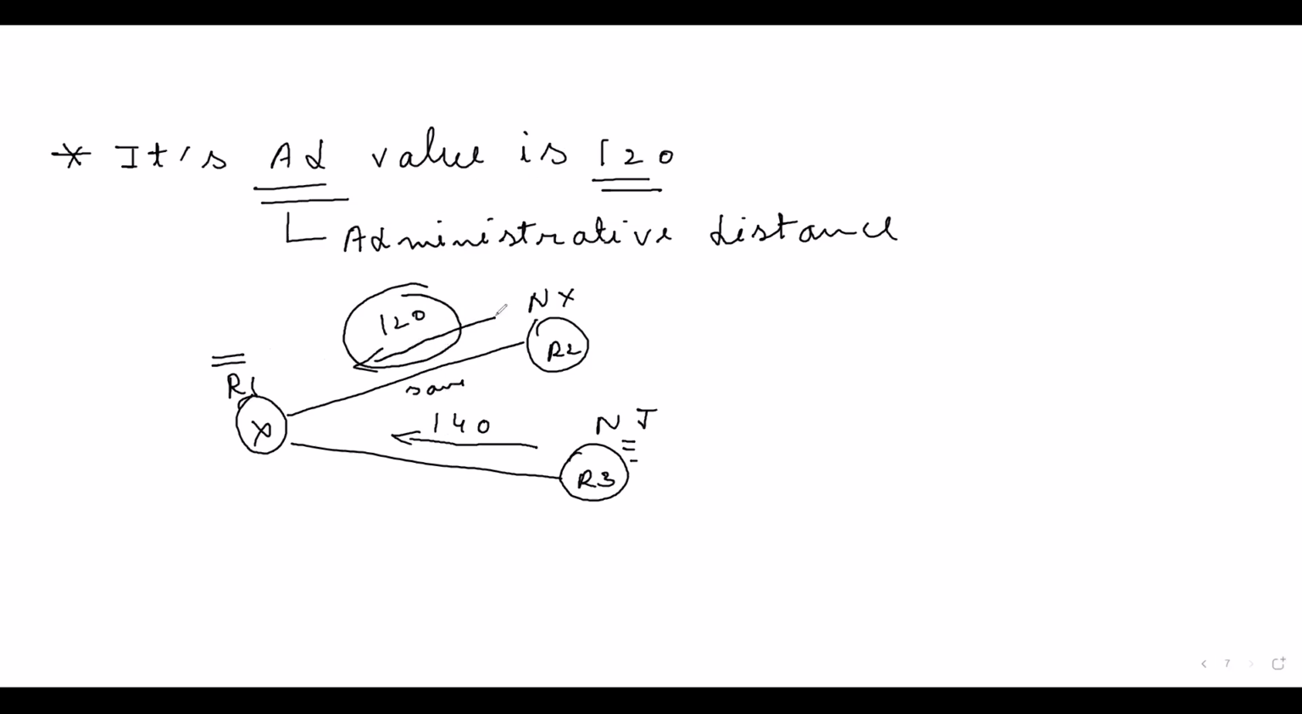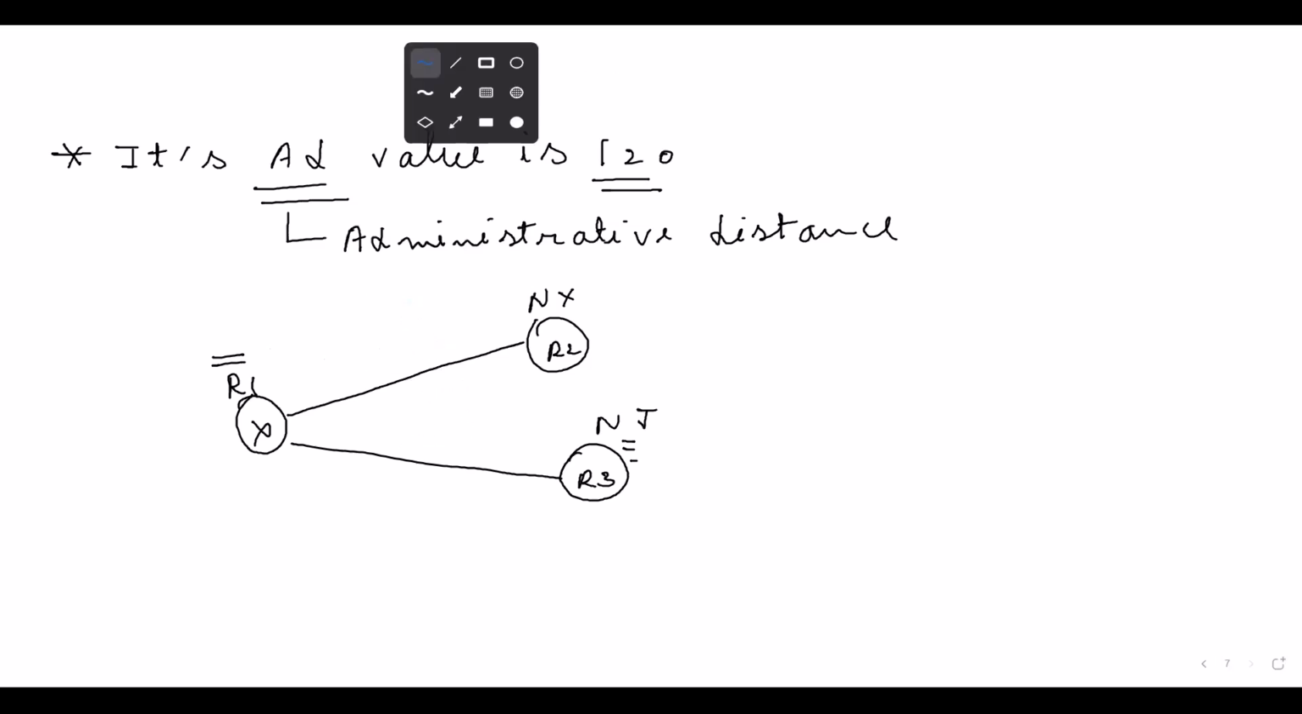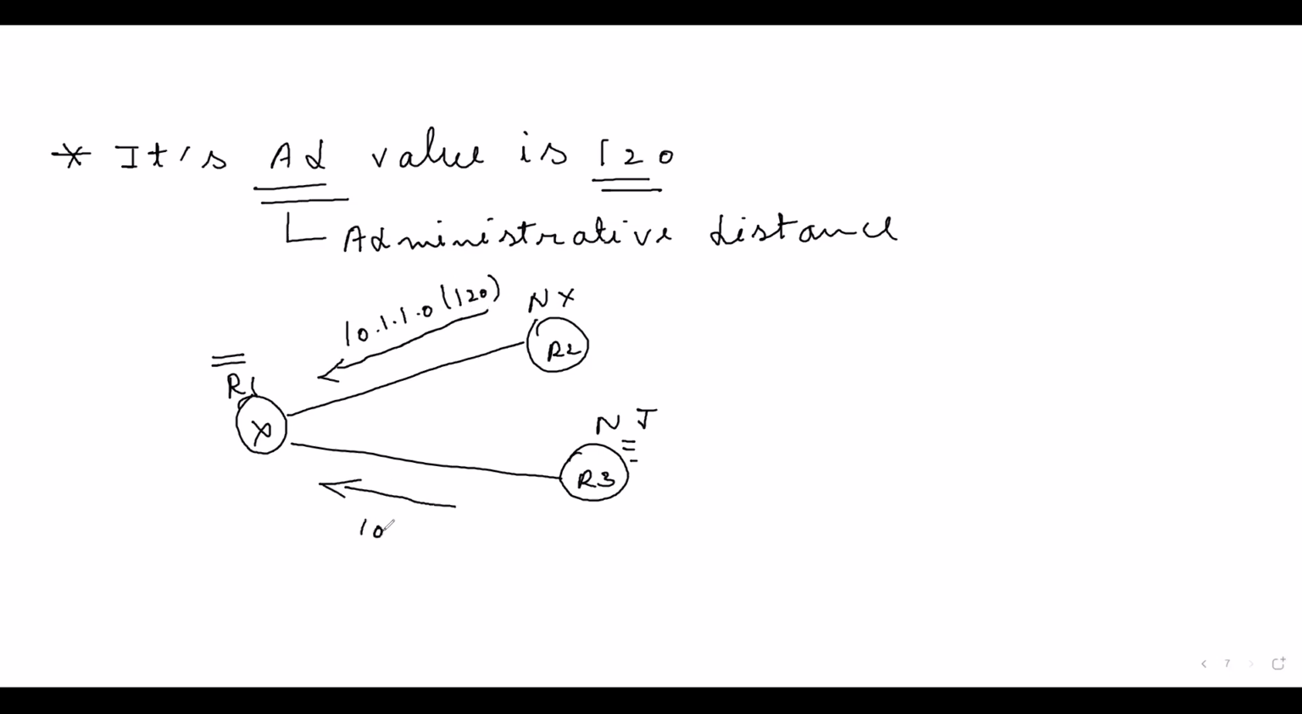Just remove the watch. We are going technical now. Suppose this route is coming with AD value 120, so it is more trustworthy. If the same route is coming from New Jersey but the AD value is 140, it's not trustworthy.